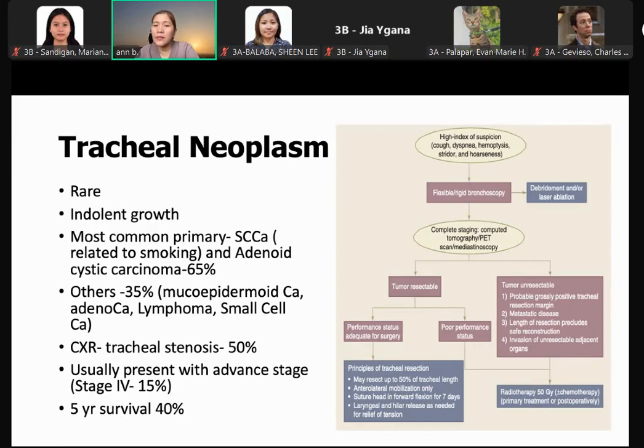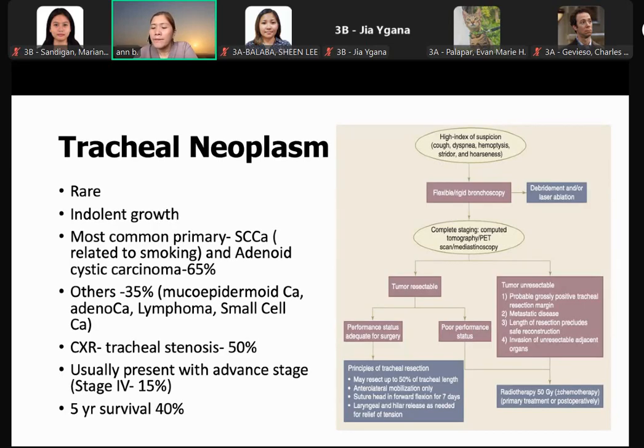If the tumor is resectable, then you assess the performance status. I hope you already know the performance status, the ECOG or the Karnofsky status, because we need to assess our patient for surgical resection. If the patient has poor performance status, and also if the tumor is unresectable, these are the indications. Please note this one.